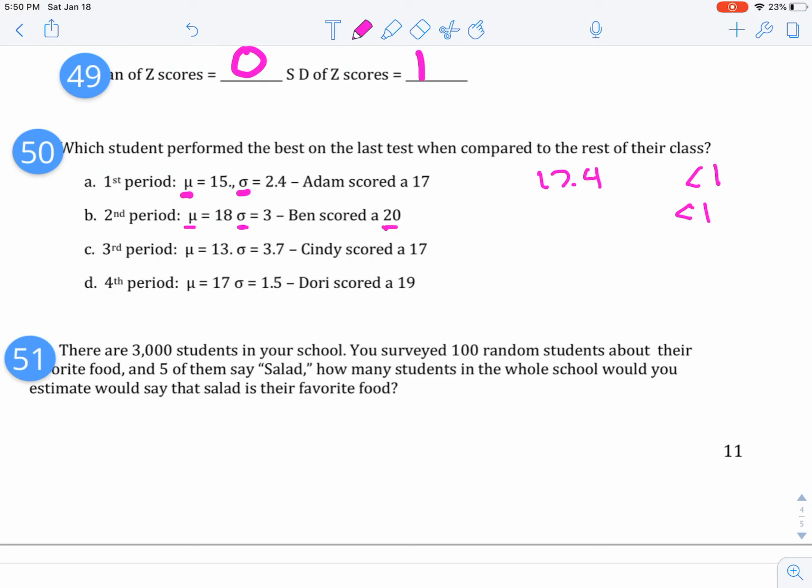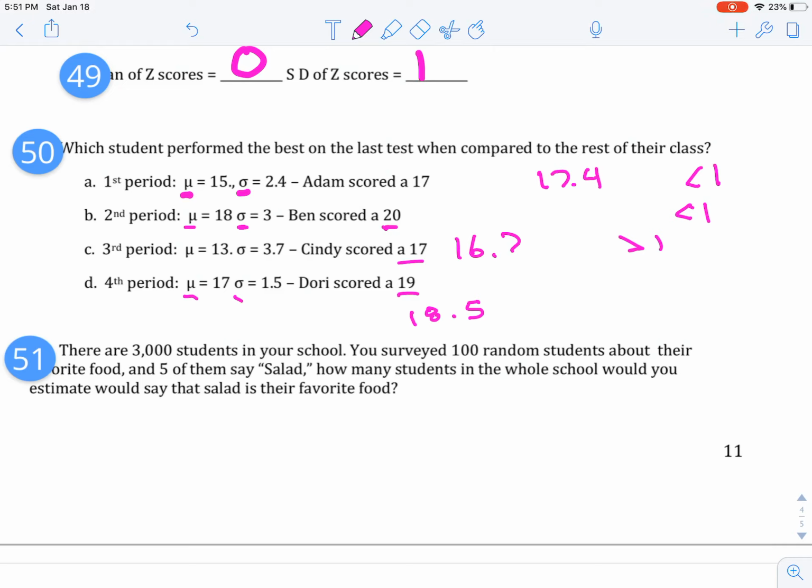Cindy, there's a mean of 13 and a standard deviation of 3.7, so one standard deviation away would be 16.7, and Cindy got a 17. She is actually greater than 1 away, so she's doing really, really well. Fourth period, mean of 17 for Dory, and standard deviation of 1.5, and she got a 19. So one standard deviation away would be 18.5. And then 2 standard deviations away would be another 1.5 away, so that'd be up to 20.